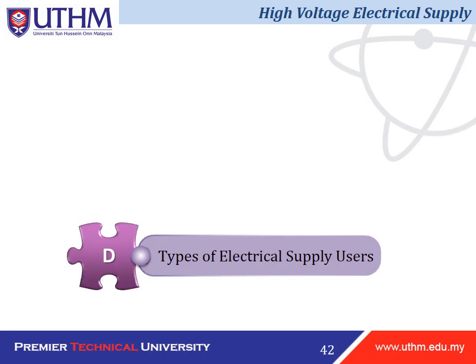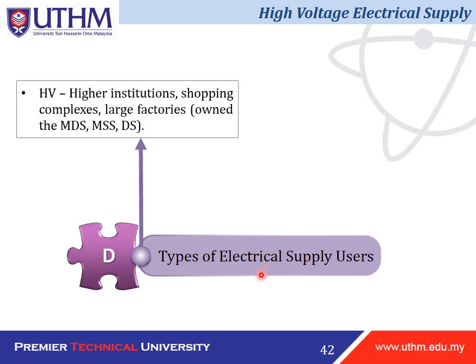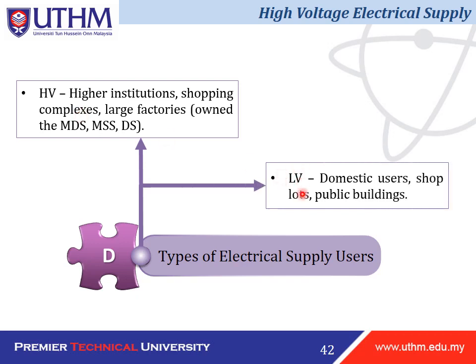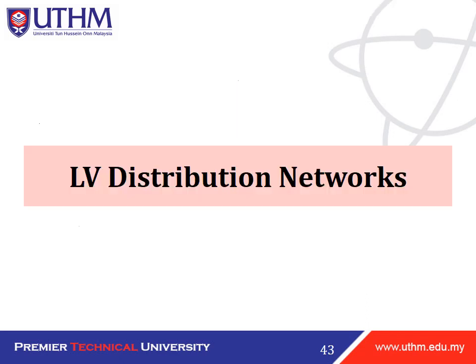Now we move to the types of electrical supply users. For higher voltage, higher institution, shopping complex, and large factory are using high voltage, and then low voltage is for the domestic users, shop lots and public. Okay, now we move to the low voltage distribution network.